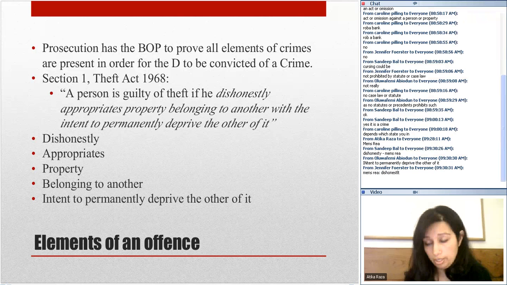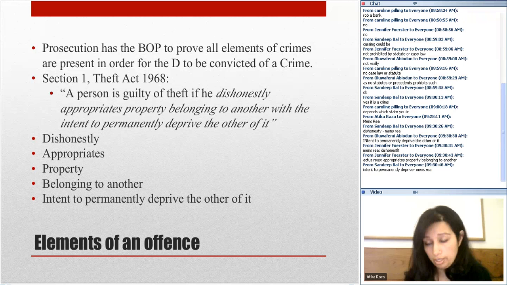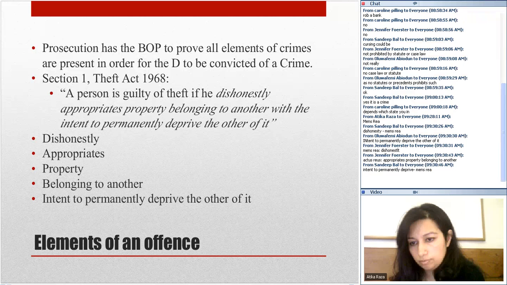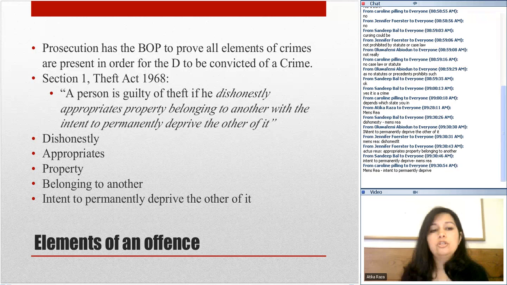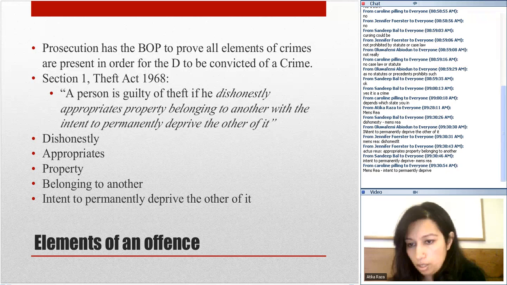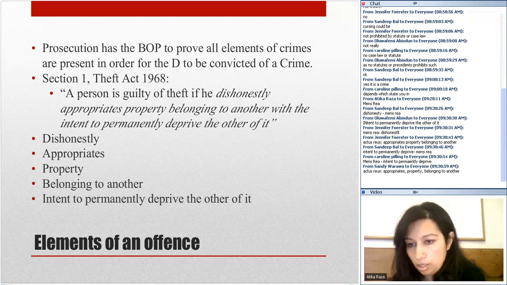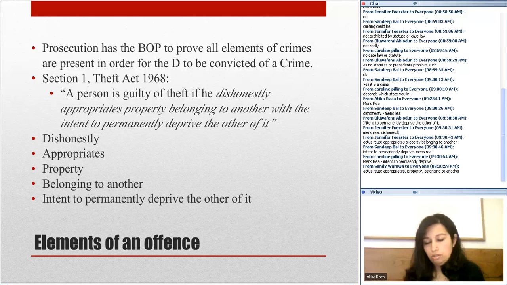Okay, dishonesty, yes, that's your mens rea, that's your mental state. Intent to permanently deprive, yes. Your dishonesty and your intent to permanently deprive another of their property is your mens rea. Good job. Appropriation. What is the appropriation of property?